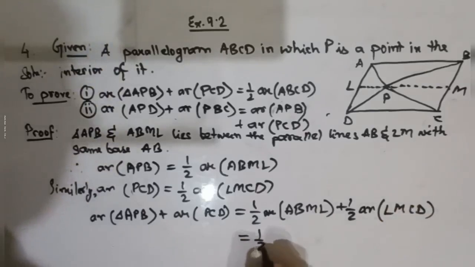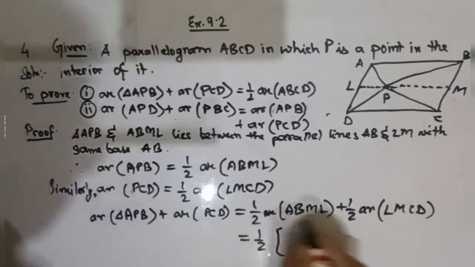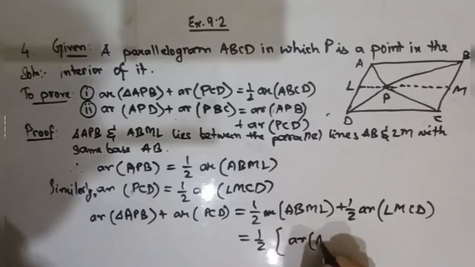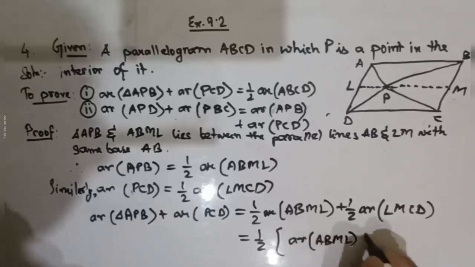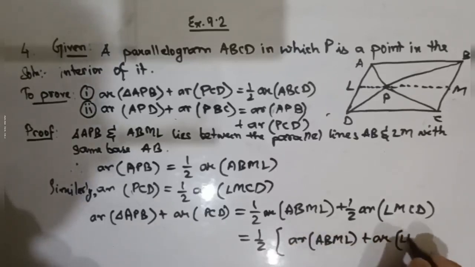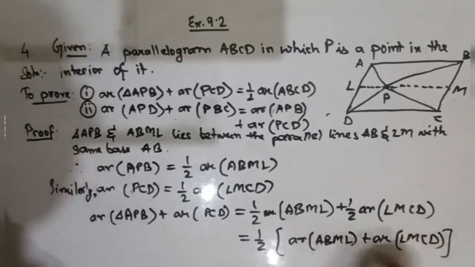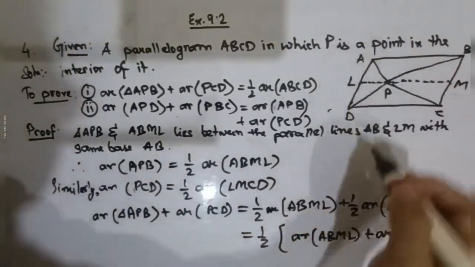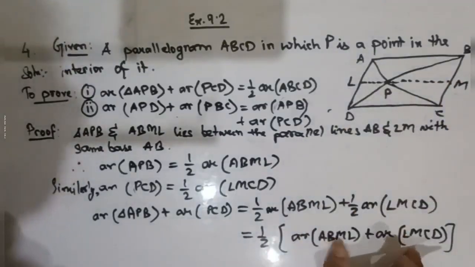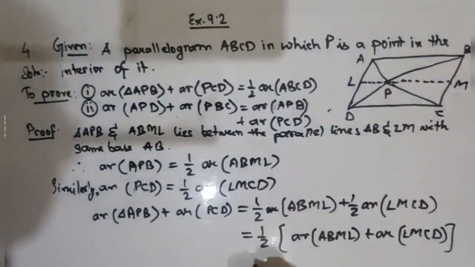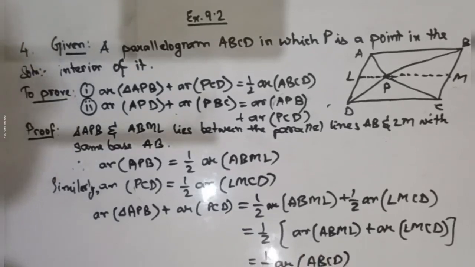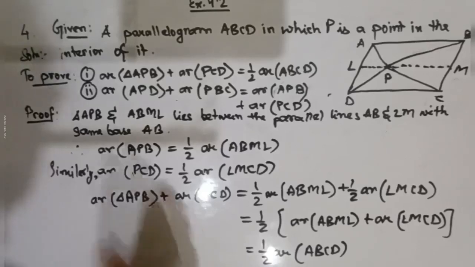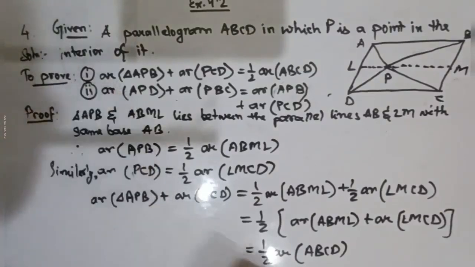This is equal to half. I will take out half as common, then this will be area of triangle ABML plus area of triangle LMCD. Now if you add these two, this is nothing but the quadrilateral ABCD. From the figure you can clearly see that if we add these two, we will get parallelogram ABCD. So this will be half of the parallelogram ABCD. So the first one, that is Roman number 1, we have proved.